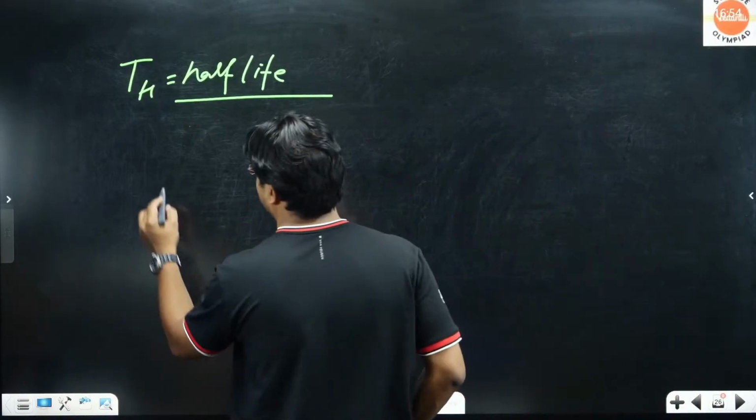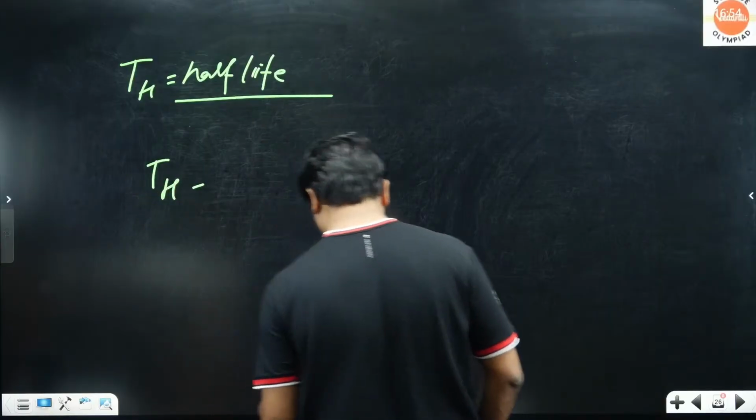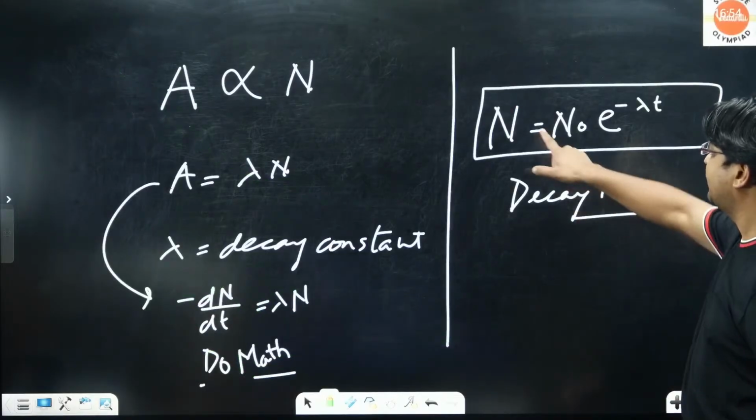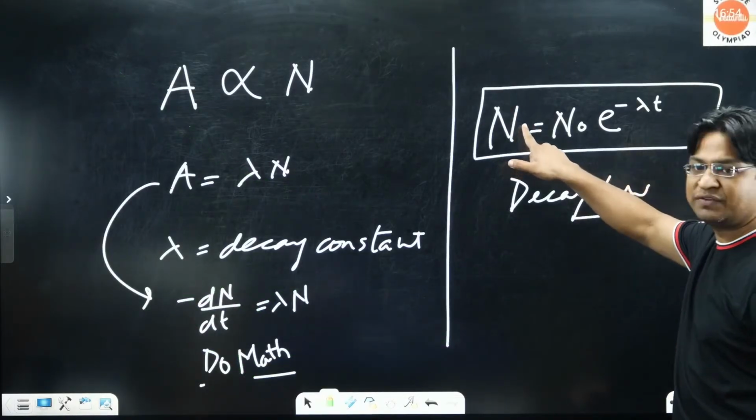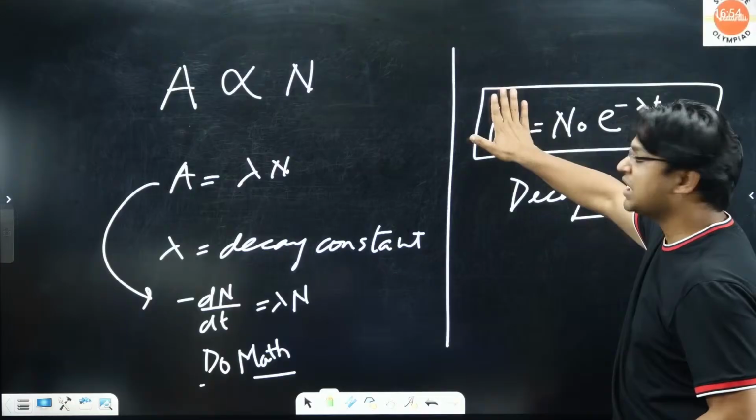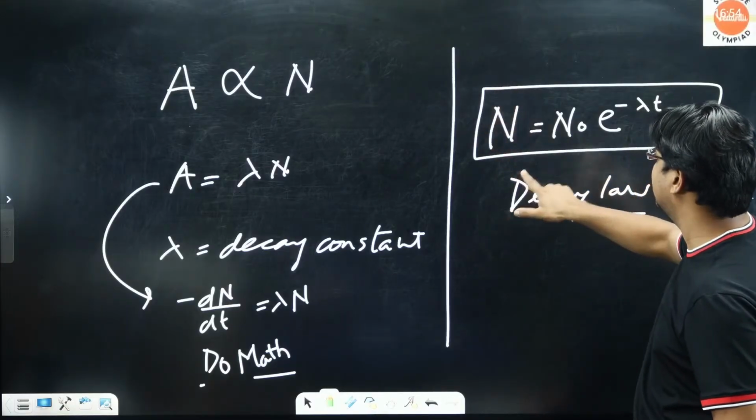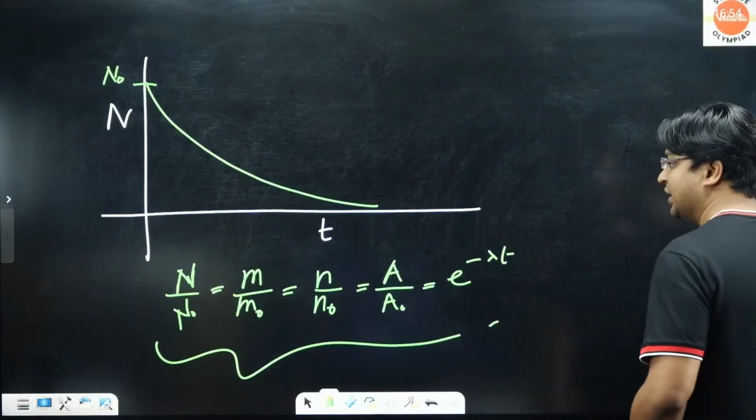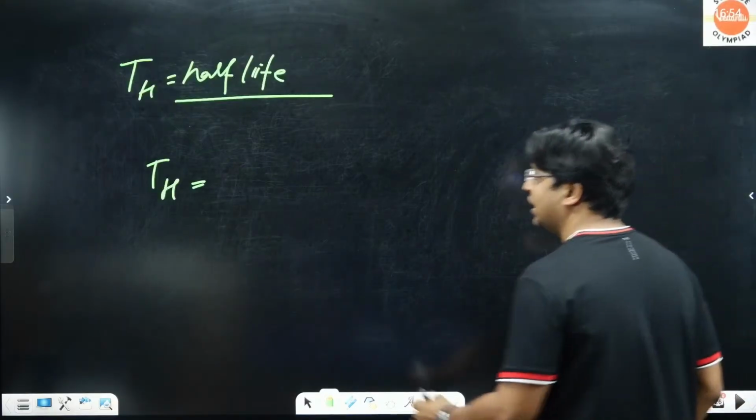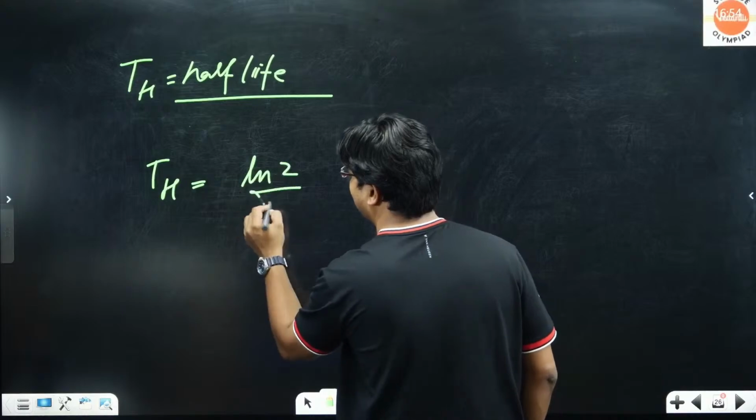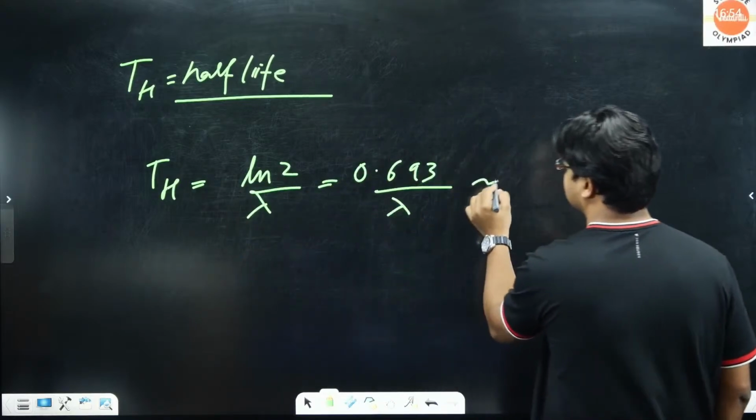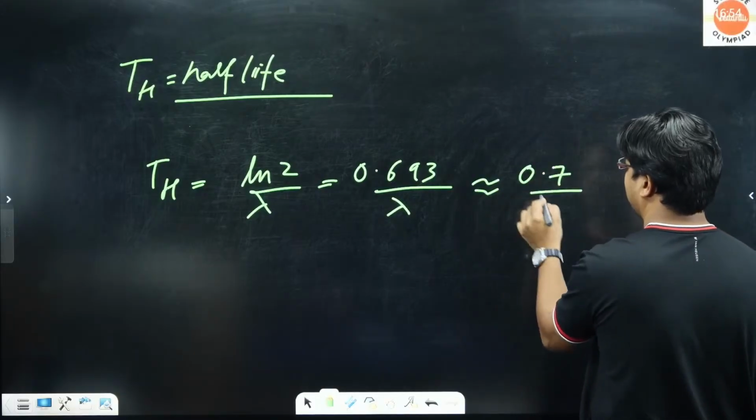That is called half-life. And if you do the math, let me just show you. If you put N naught by 2 here, because we are saying that after half-life, this becomes half of the initial value, and then you do the math and try to find the value of t, you will get that t half is ln2 by lambda. ln2 is 0.693, which is almost 0.7, by lambda.